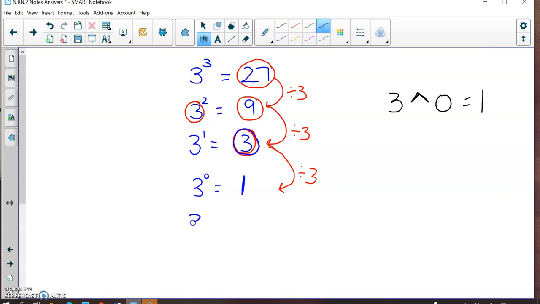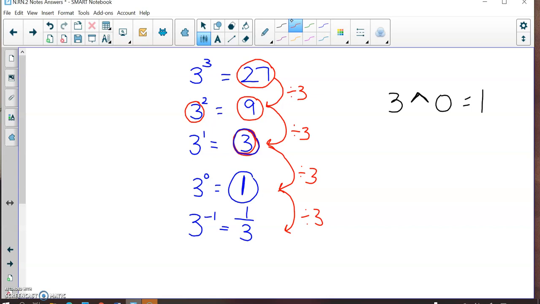But now, let's say I wanted 3 to the negative 1st power. I have a negative exponent, which is probably something you've never dealt with before. Well, let's keep following the pattern of dividing by 3. If I take 1 and I divide by 3, I get that 3 to the negative 1st power is 1/3.